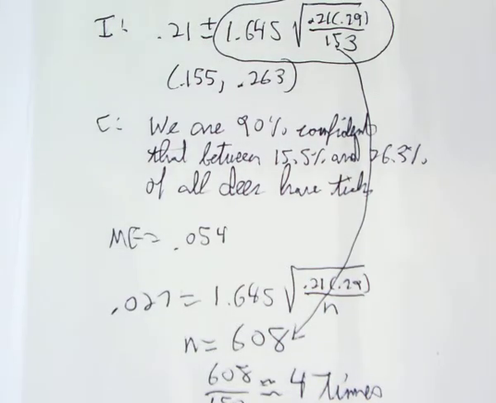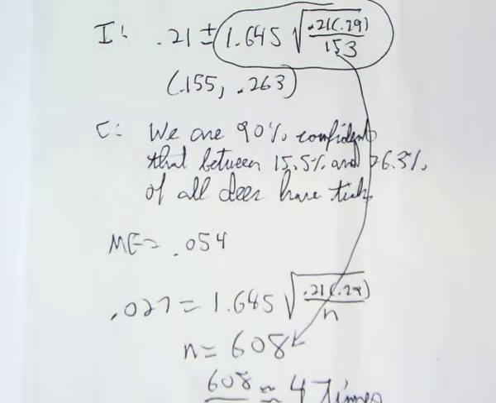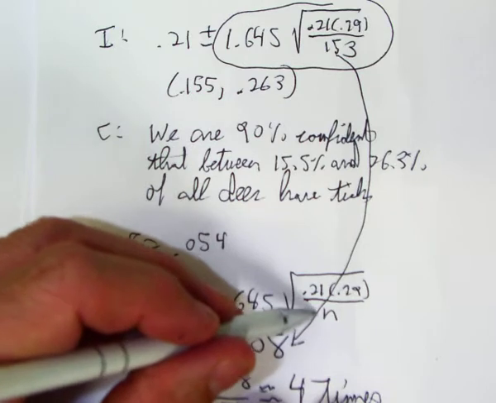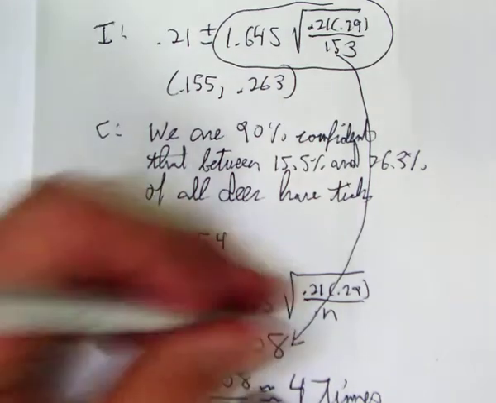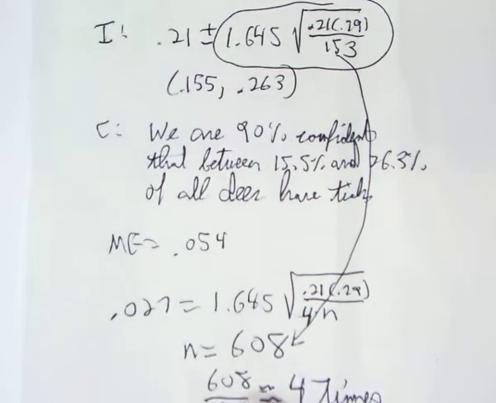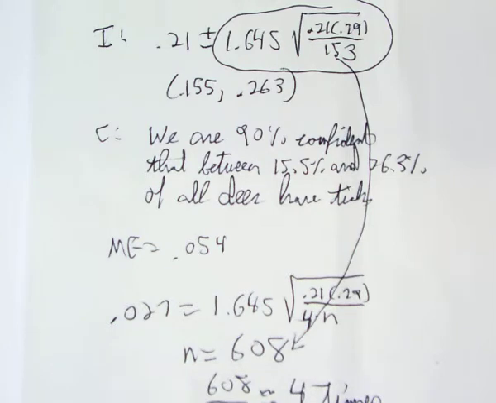Now we talked about that in class. If we want the margin of error to get cut in half, then because we're dealing with a square root, we got to multiply n by 4. And that'll come out, the square root of 4 comes out as a 2 on the bottom, and then our margin of error is half as large.